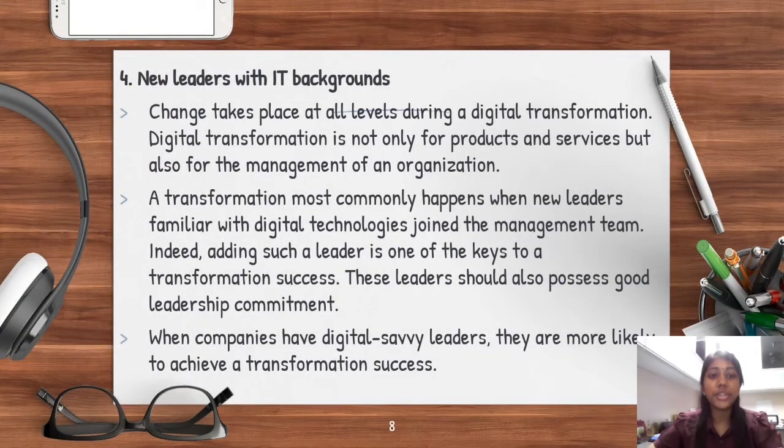The fourth one, new leaders with IT backgrounds. Change takes place at all levels during a digital transformation. Digital transformation is not only for products and services, but also for the management of an organization. A transformation must most commonly happen when new leaders familiar with digital technologies join the management team. Indeed, adding such a leader is one of the keys to a transformation's success. These leaders should also possess good leadership commitment. When companies have digital savvy leaders, they are more likely to achieve a transformation success.